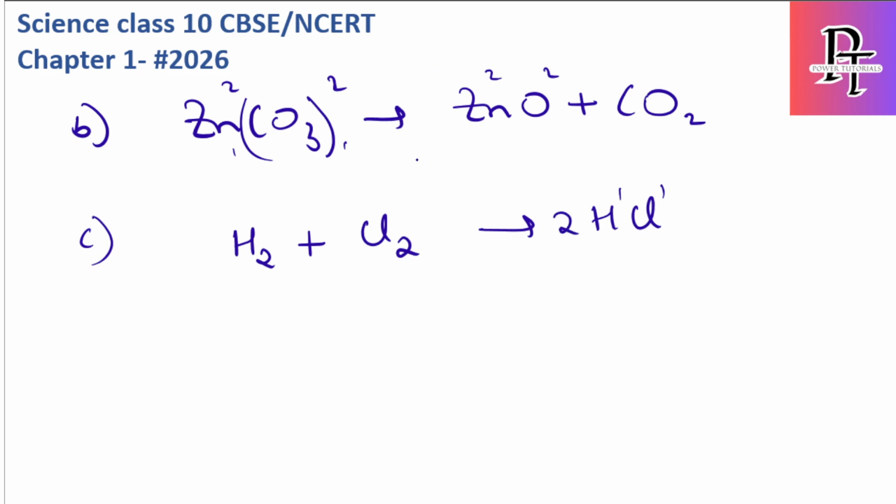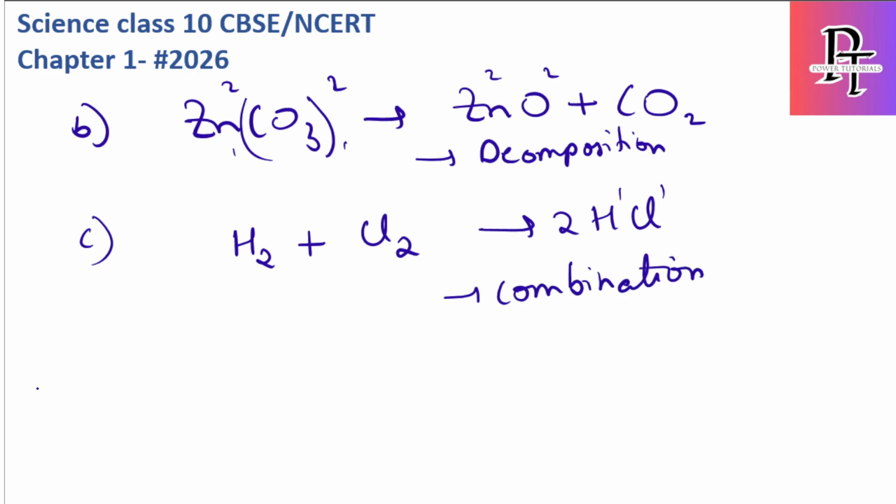What about the reaction type here? This is called decomposition, where one compound is decomposed into 2 or more elements. What about here? This is a combination reaction where 2 or more are getting combined to form a single compound. Okay, let's see the last one.